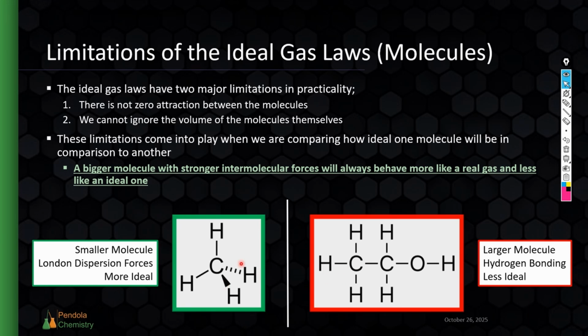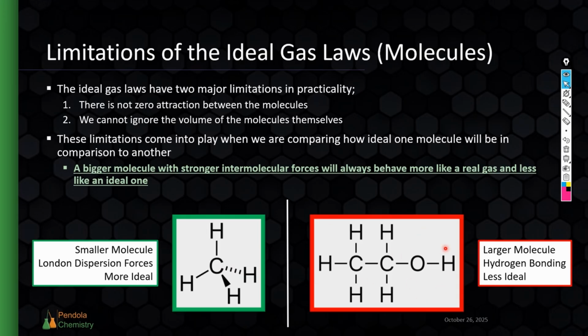So whenever we're comparing molecules, and that's something that you're going to be asked to do in the AICE exam, we are looking for those two things. We're looking to see which one is bigger. The bigger ones will normally be more real or less ideal because we can't ignore the volume of a bigger molecule. And we're looking at which have stronger intermolecular forces.